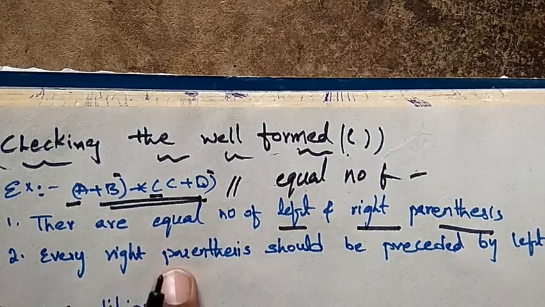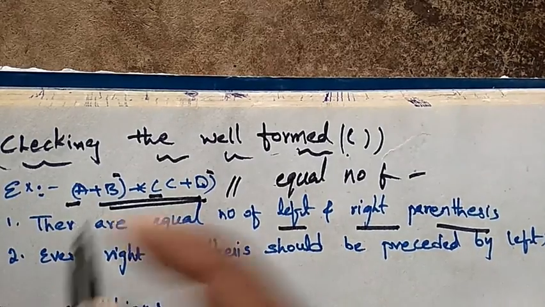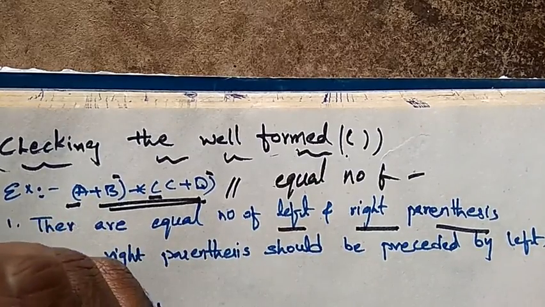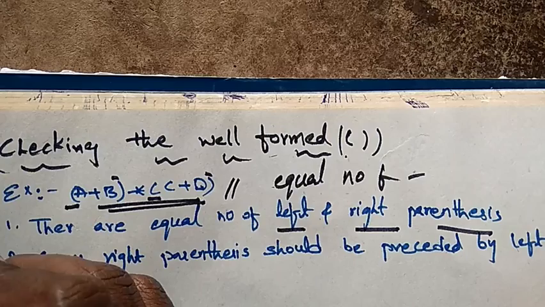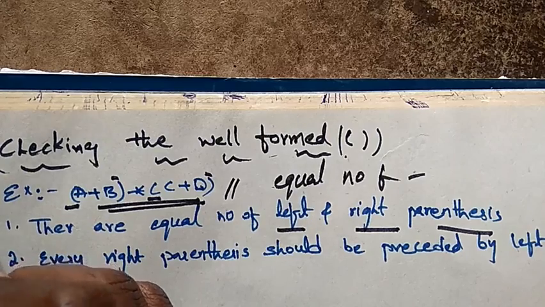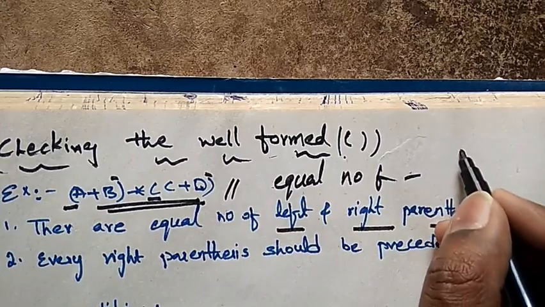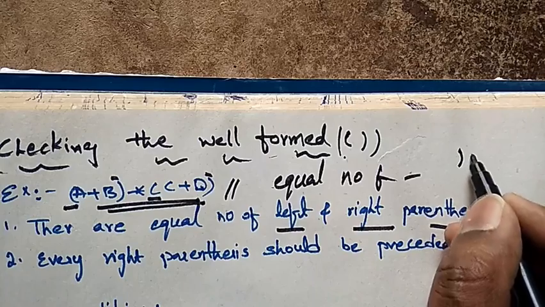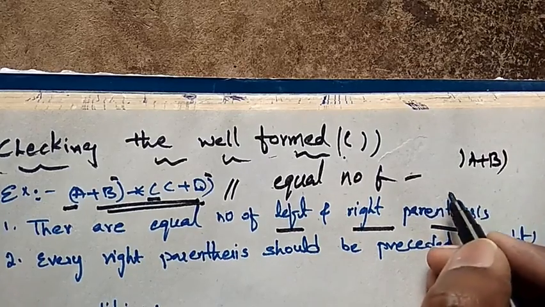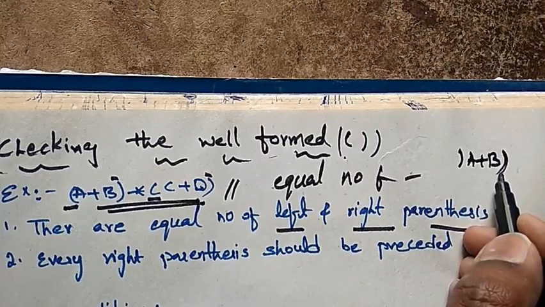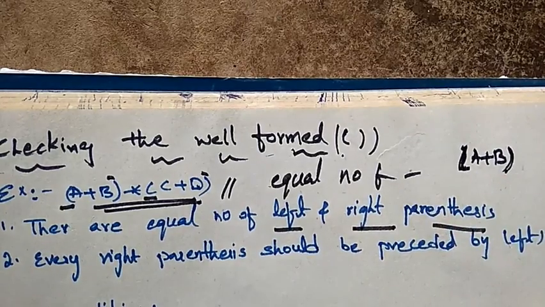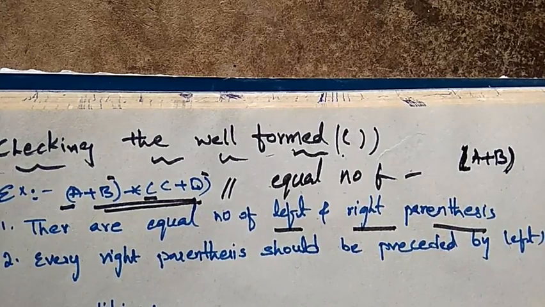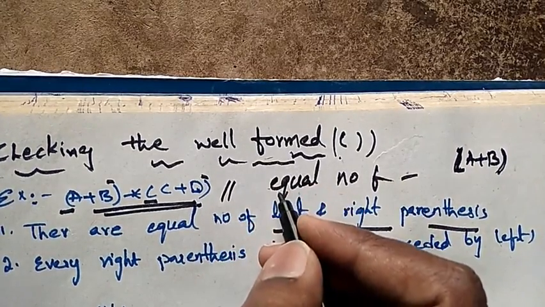I can say every right parenthesis should be preceded by a left. You should not have any expression which begins with a right parenthesis. Say suppose a plus b is there, then I should not write right parenthesis, a plus b, and right parenthesis. Whenever you find a right parenthesis, it must have been preceded by a left parenthesis. Then we can say that it is a successful expression. We are following the rules in order to form well defined parentheses.